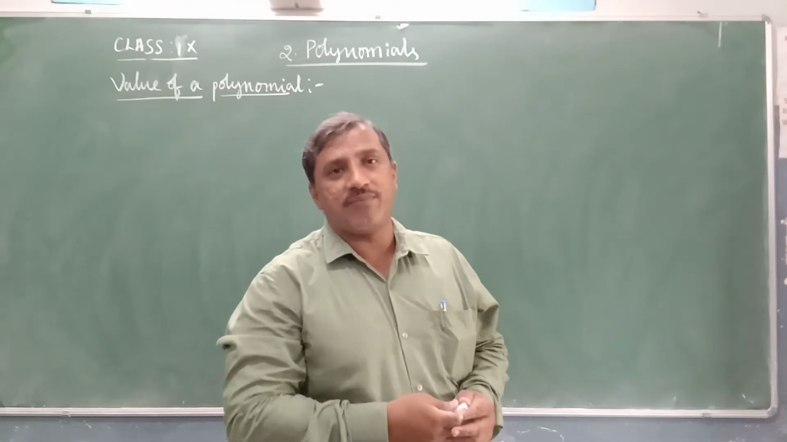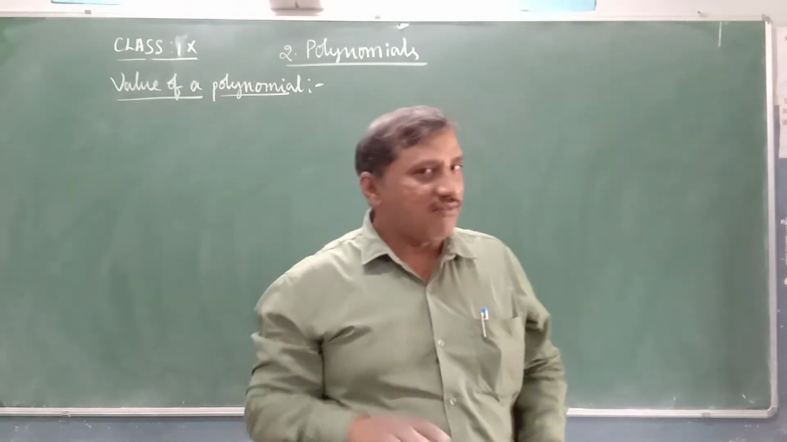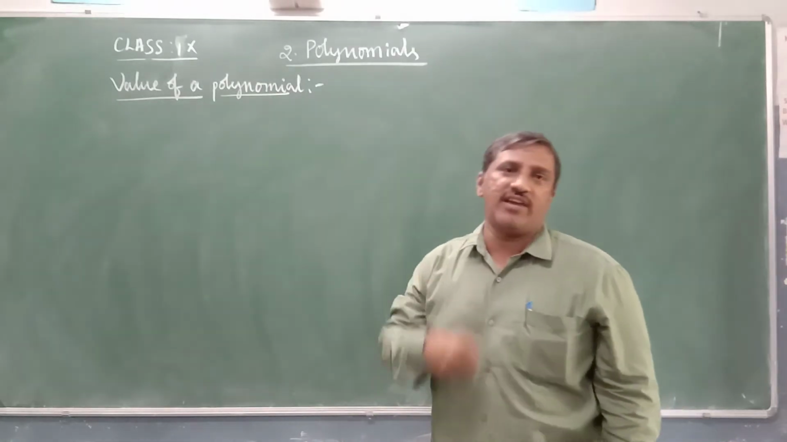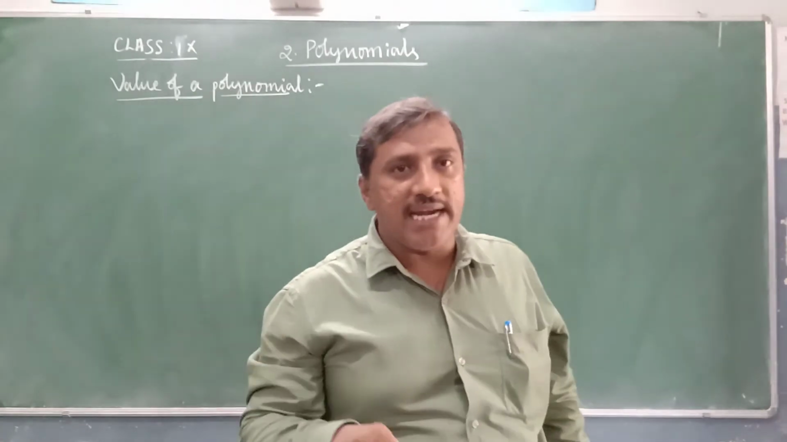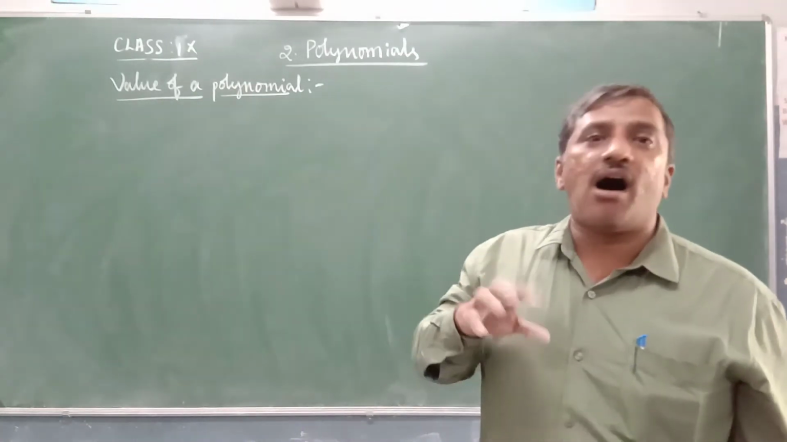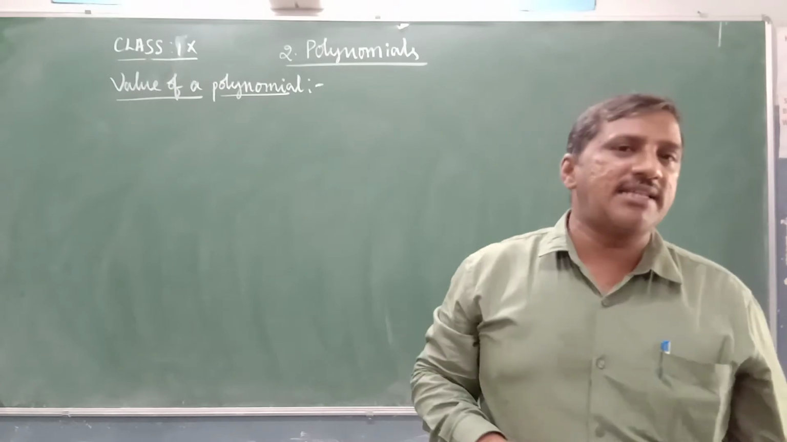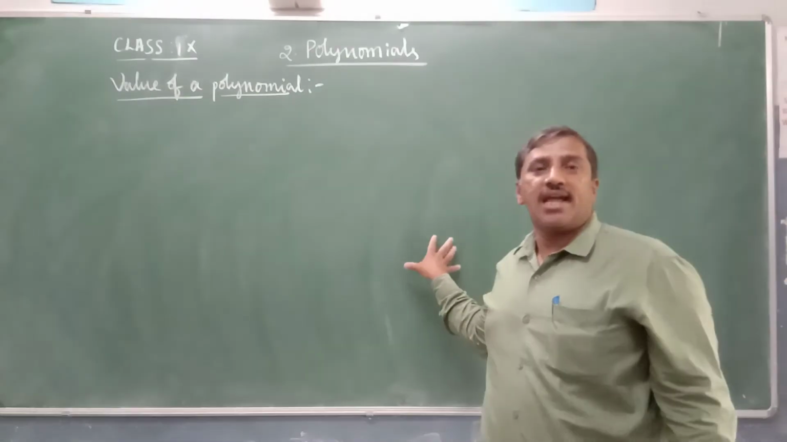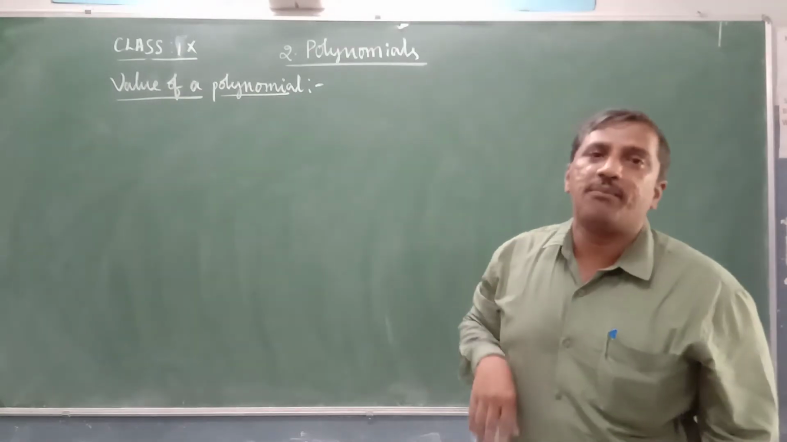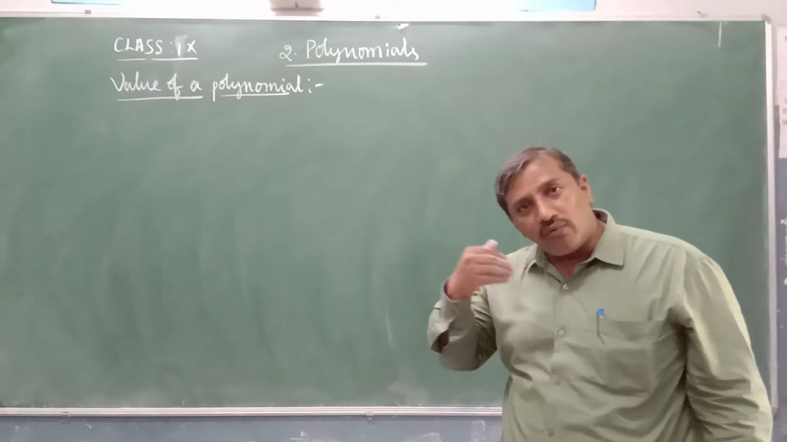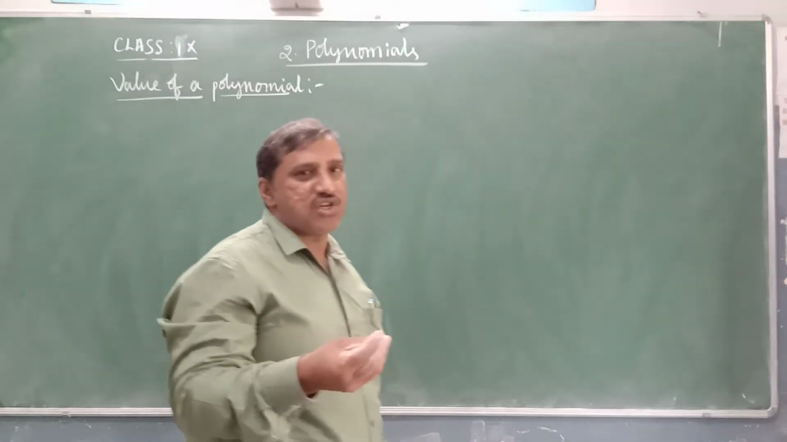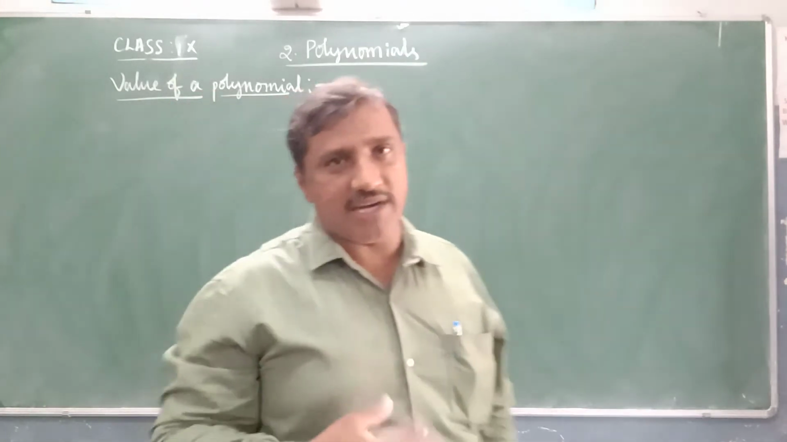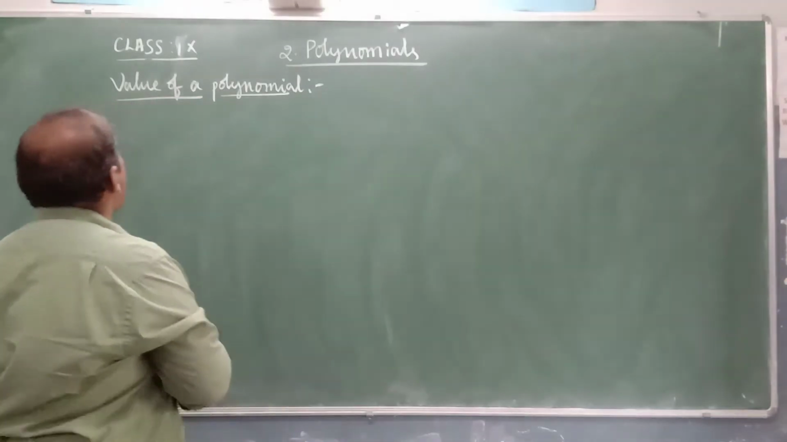By substituting some value for a given variable in the polynomial, and on simplification, the result which we get is known as the value of the polynomial. Yes, how do we find it? It is by substitution and on simplification by using the arithmetic operations. Now, what is the value of a polynomial?